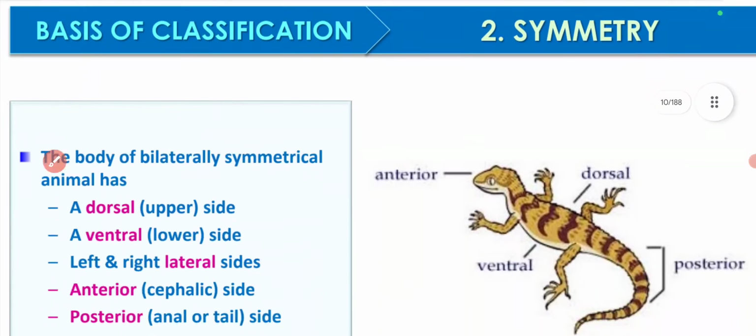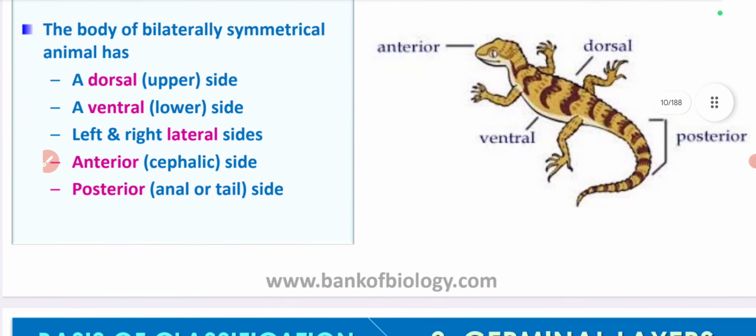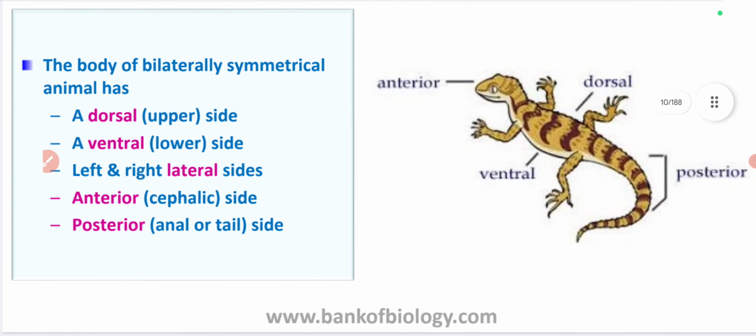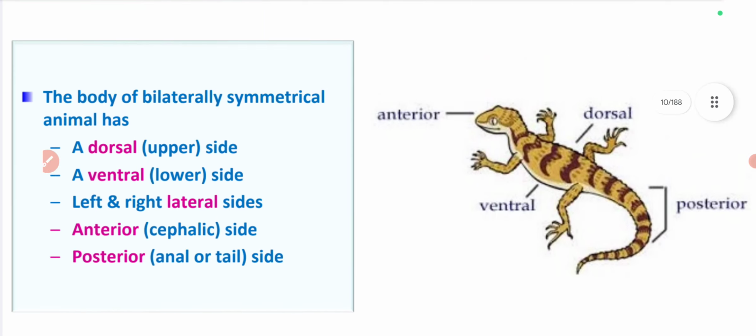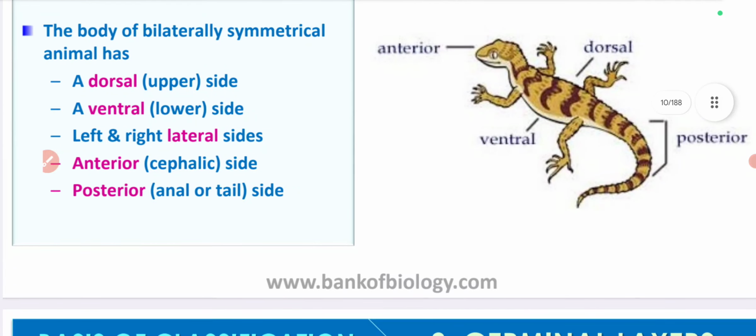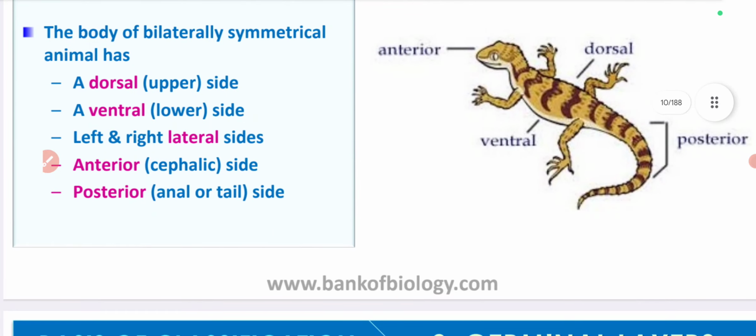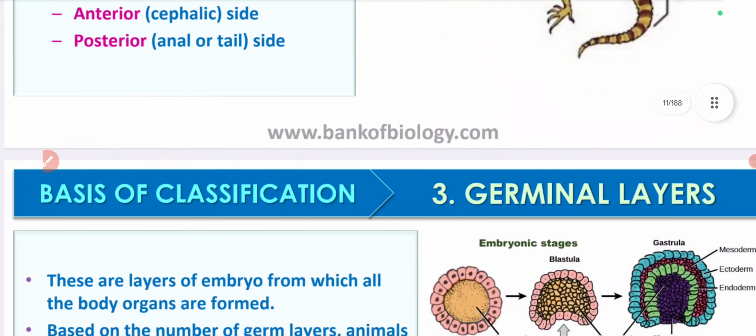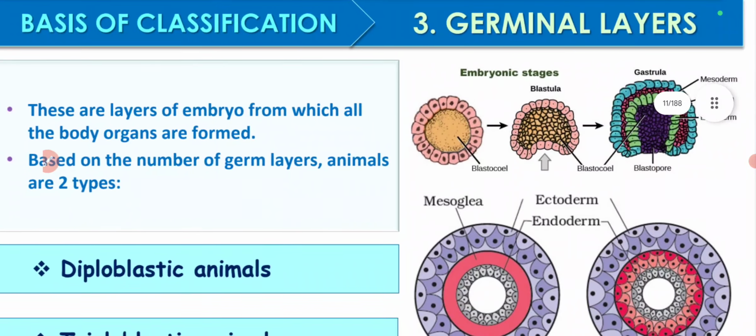Next are some more points about symmetry. The body of bilaterally symmetrical animals has a dorsal side, a ventral side, left and right lateral sides, an anterior or cephalic side, and a posterior or anal or tail side. So those animals have bilateral symmetry. They have a dorsal side, the upper side, a lower side, left and right sides, an anterior side and a posterior side, so that the body can be divided into two equal parts, that is bilaterally symmetrical, in a single plane. Next, coming to germ layer.